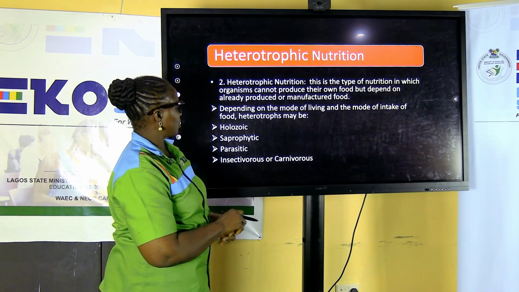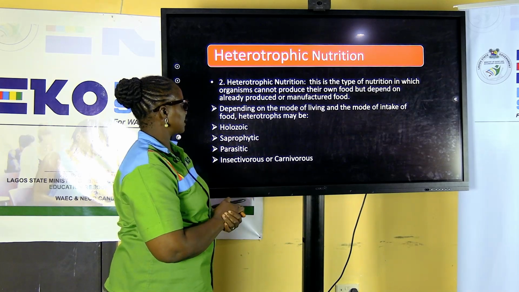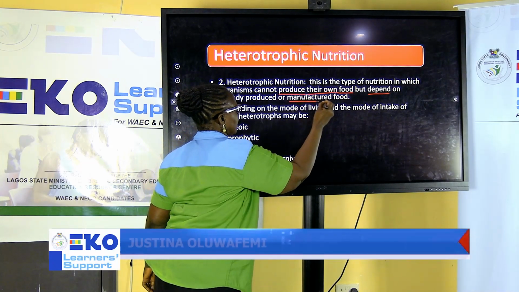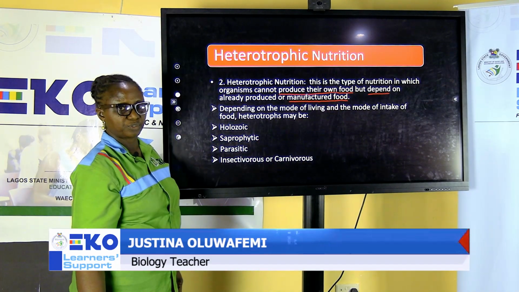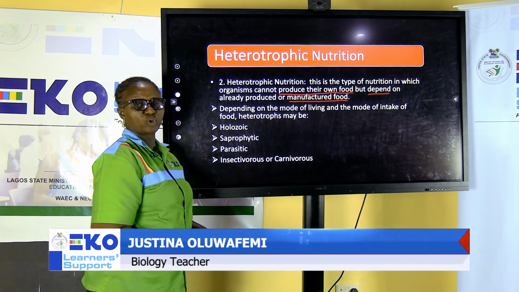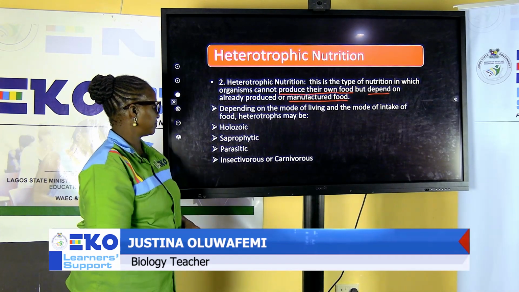Now we move on to heterotrophic nutrition. Remember we said earlier on that heterotrophic organisms cannot produce food on their own. So how do they feed? They depend either directly or indirectly on manufactured food. Heterotrophs depend on plants. They depend on autotrophs for their food.